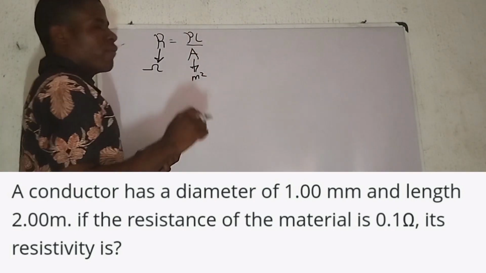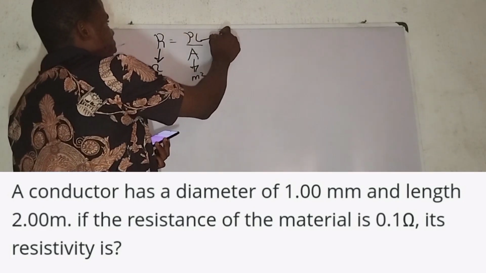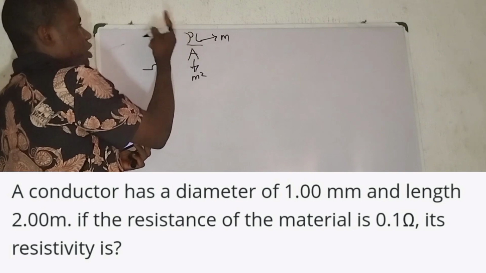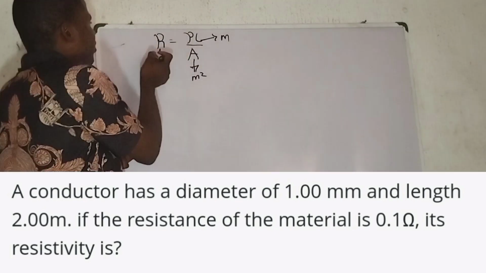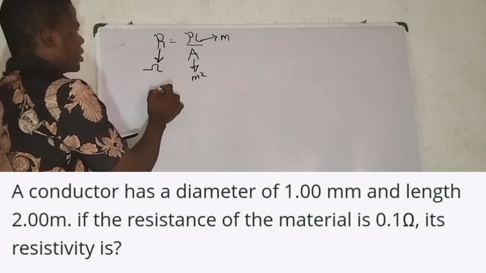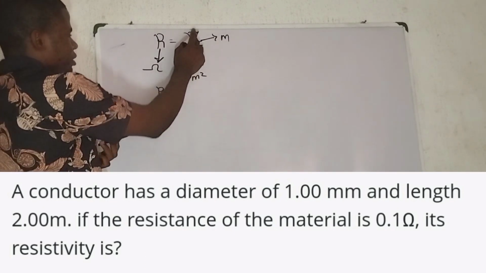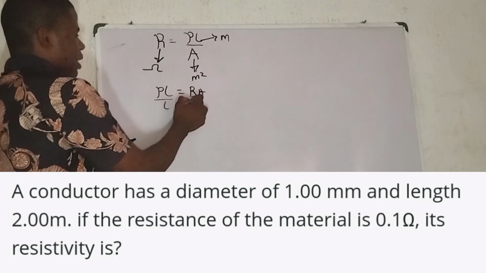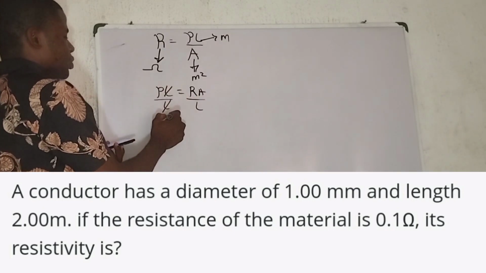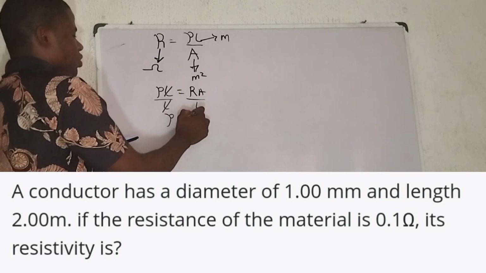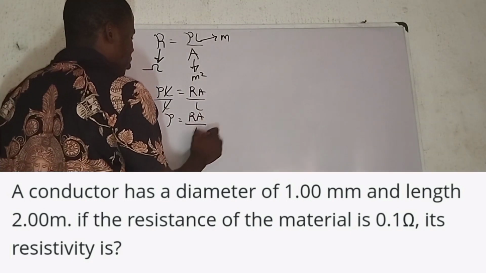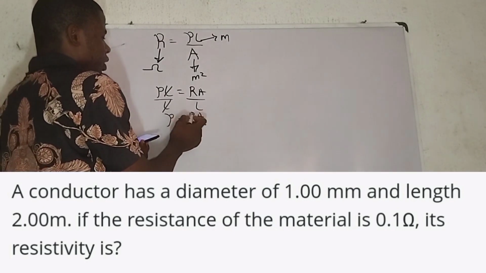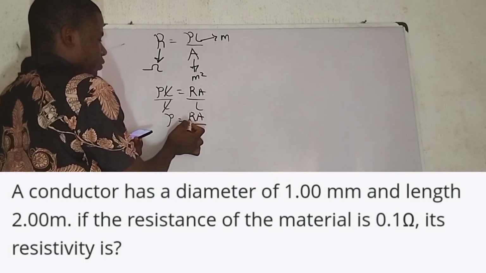Resistivity, later we'll find the units. Now, length should be in meters. Now, if you try to cross multiply in order to make resistivity the subject of the formula, we'll have resistivity times L equals R times A. Now, divide both sides by L in order to make resistivity stand alone. So we have resistivity is equal to RA all over L, right?